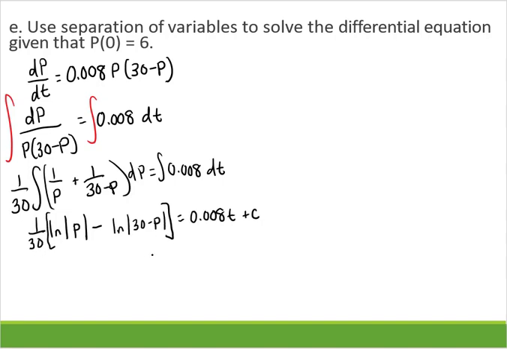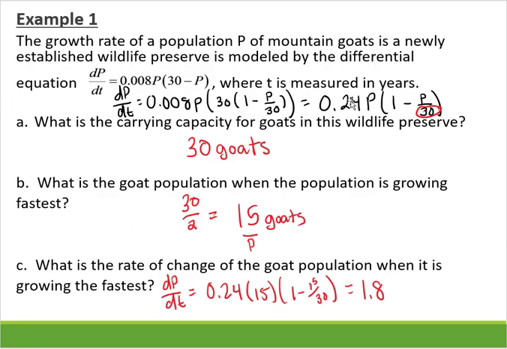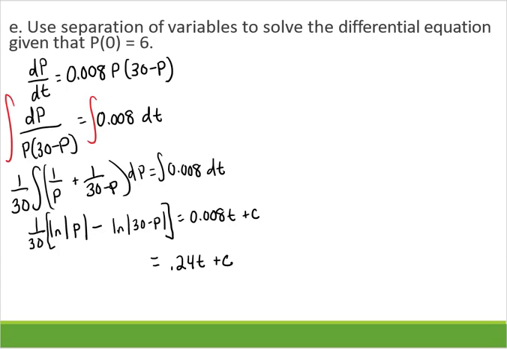So simplifying this out, I'm going to multiply both sides by 30. So I get 0.24 T plus C. Now notice how that is that value there. Okay, so everything's kind of related. I'm going to combine these into one logarithm. And no, I didn't forget my absolute value signs this time. Our population is growing. So our population here, P, if I plug in 6, I'm going to get positive numbers. So leaving it like that.